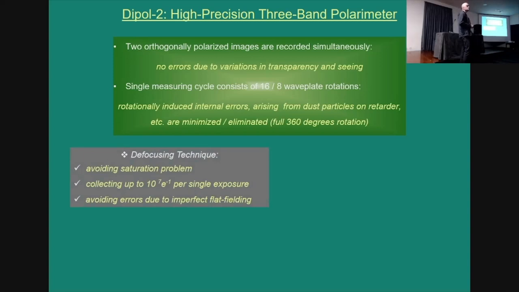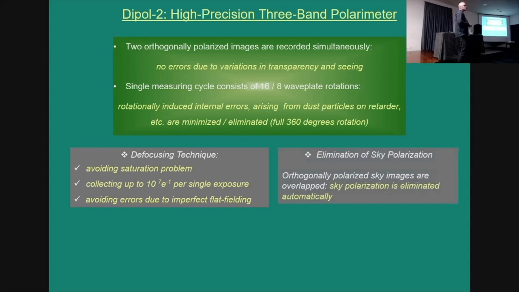So there are several key features which make this polarimeter different from many other CCD polarimeters. The first feature is the focusing technique. When we observe a bright star, we intentionally defocus the telescope. It helps to avoid the pixel saturation problem. We spread the flux from a star over a larger pixel area, and in this way we can collect a large flux inside the aperture diaphragm, avoiding pixel saturation. You just spread the stellar image over a large pixel area, and then there is no saturation problem. And you can collect within this large aperture over the defocused image up to 10^7 photoelectrons per exposure. This also helps to avoid errors which can arise due to imperfect flat fielding or some CCD defects.